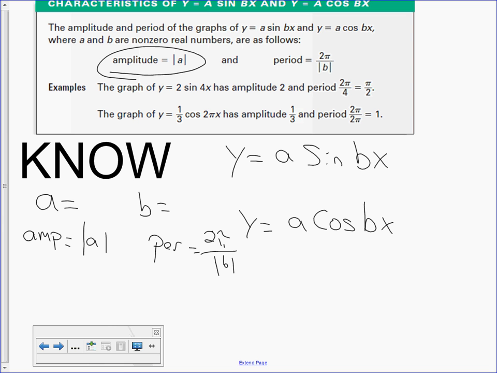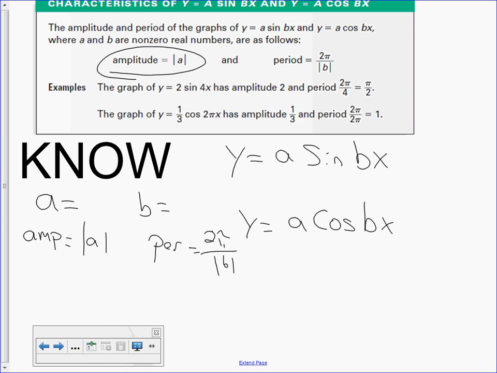I'm going to show you. When we went back to this first thing we did, we had y equals sine of x. What was our A value here? 1. Because there's nothing here, so A is 1. What was our B value? 1. That's why we were able to say that our amplitude was 1, and our period was 2 pi divided by 1, which was 2 pi.